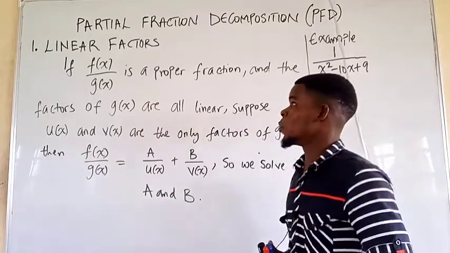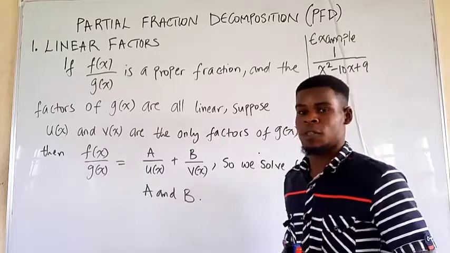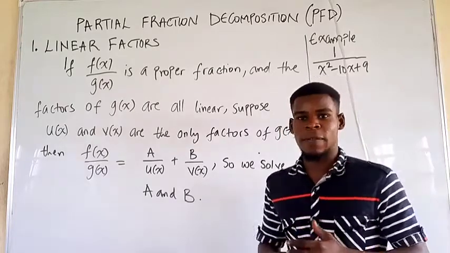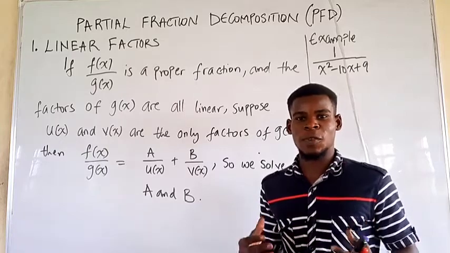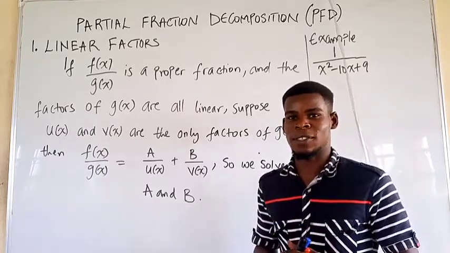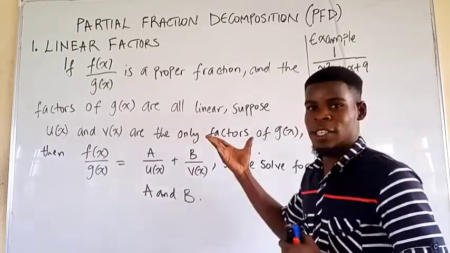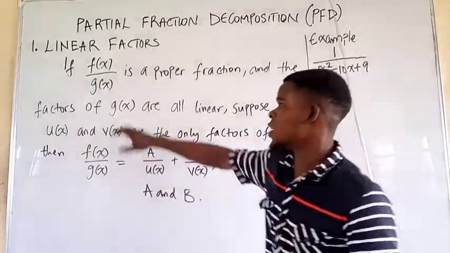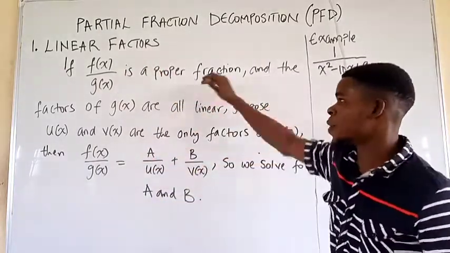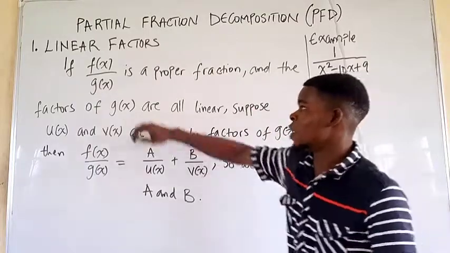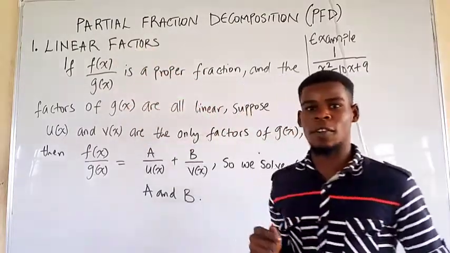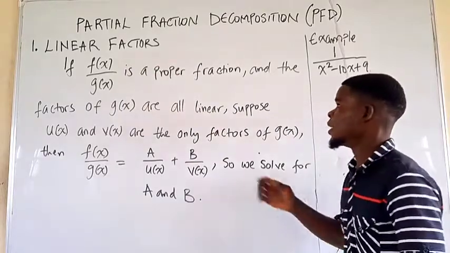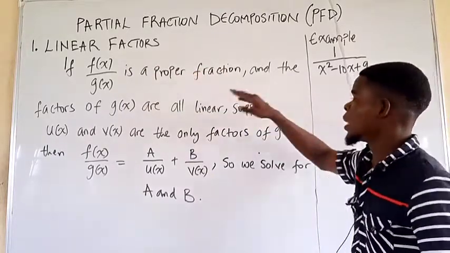Now in this video, we want to talk about the partial fraction with linear factors. So we want to talk about a partial fraction in which the denominator has linear factors. So how can we deal with that? I'm starting by saying if f of x over g of x is a proper fraction, that means that if the degree of the polynomial f of x is less than the degree of the polynomial g, that would make a proper fraction.